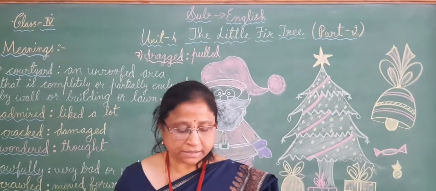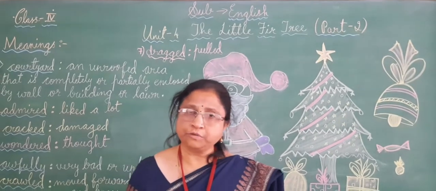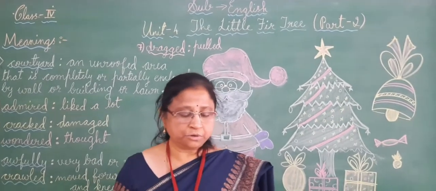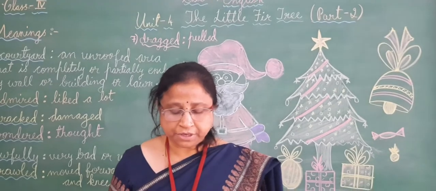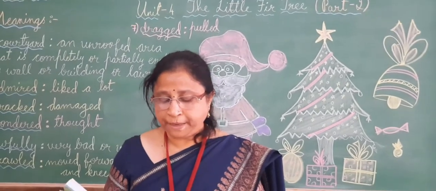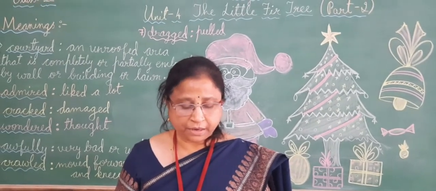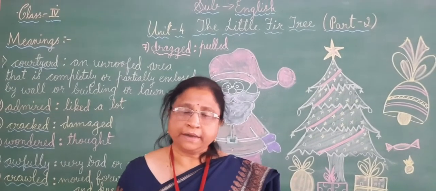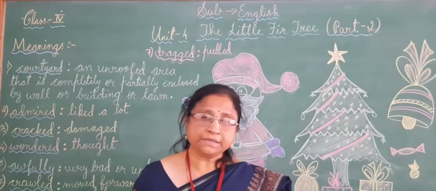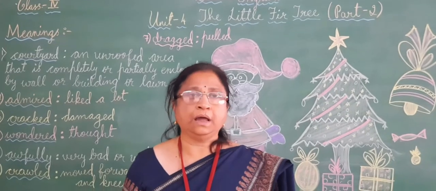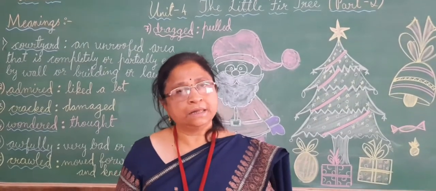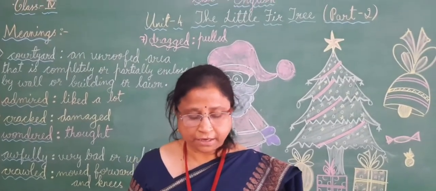The corner was dark. No sunlight entered the room. So the corner was very dark, children, and there was no sunlight in the room. The tree thought it was winter. People will come and plant me again. So what did it think? It did not stop thinking, children. It thought that it must be winter and the people will come again and they will plant me. They will plant it again, it thought.